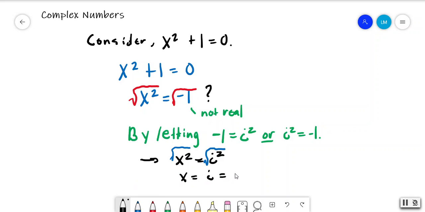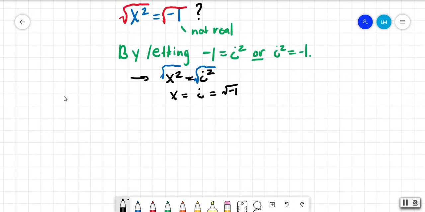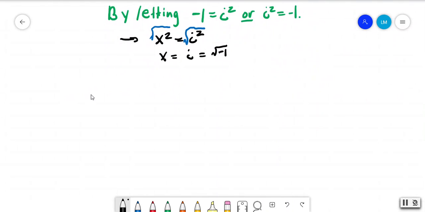But what was i? i was the square root of negative 1. So in this case, the square root of negative 1 is going to be negative i, comma, i. Okay, so in this sense we have our solutions, but make no mistake, these are actually not real numbers.